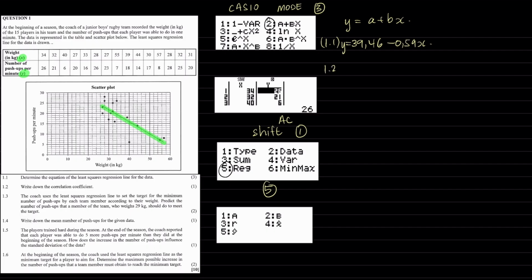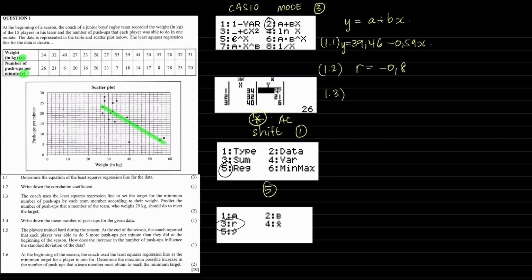Now moving on, question 1.2. Write down the correlation coefficient. The correlation coefficient is the R value, so that is what they want. You repeat the steps, but you don't need to enter the data every time. You're just going to continue from here. And so we want the R value. The R value is equal to minus 0.8.